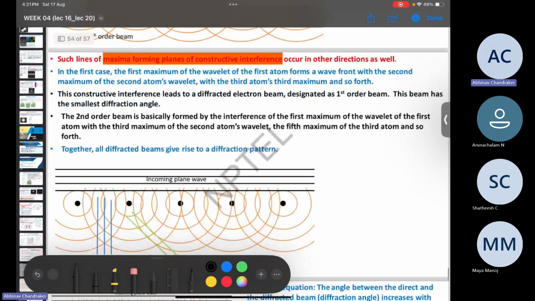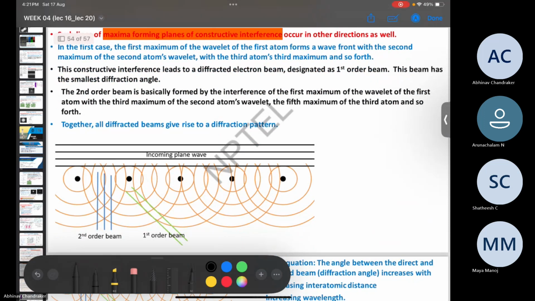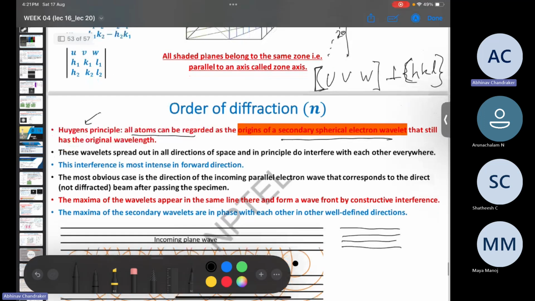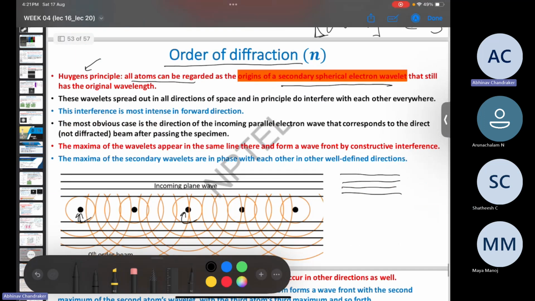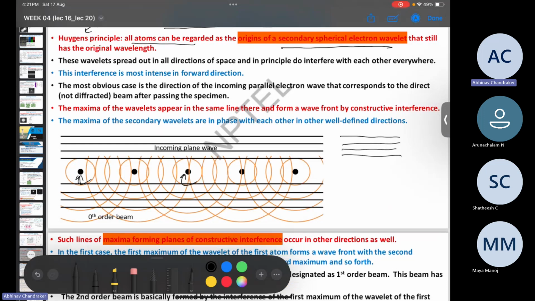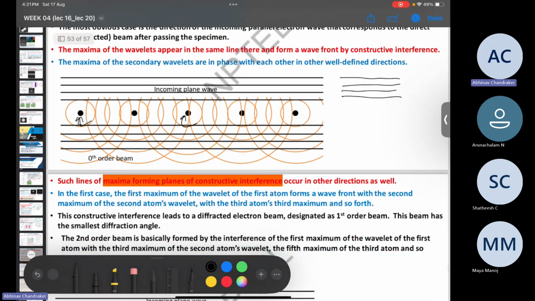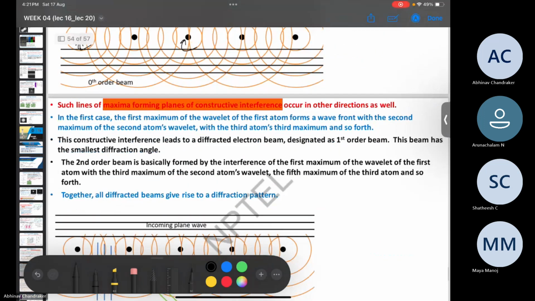Interference is nothing but the adding up of amplitudes. So as a result, we'll have different orders of diffraction based on which maximas are interfering with each other.